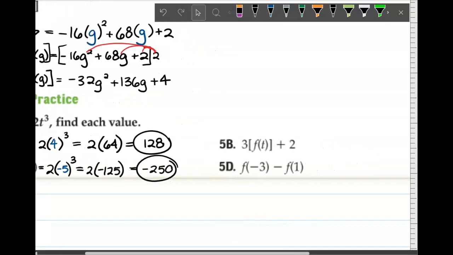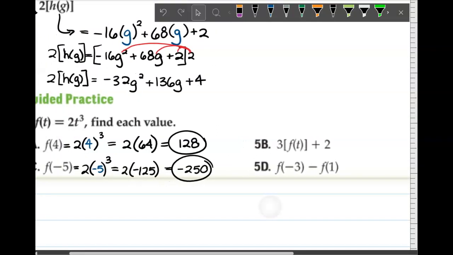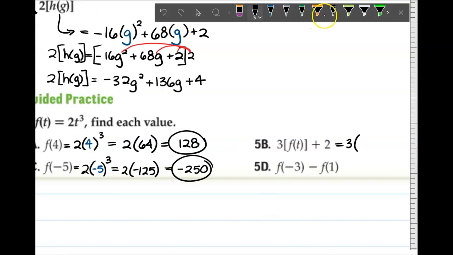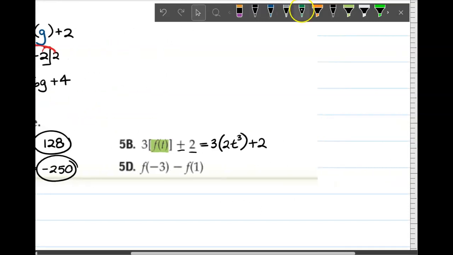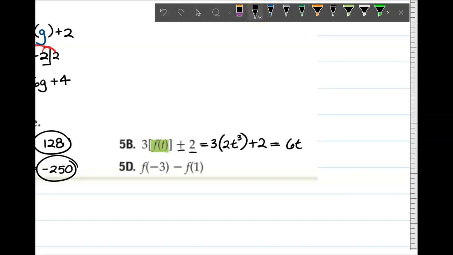This next one calls for 3 times f of t. 3 times, I'm going to take out f of t right here and put in the entire f of t function. The entire f of t function is 2t cubed plus 2. Now we just simplify this a little bit more. We would multiply 3 times 2 and get 6t cubed plus 2.